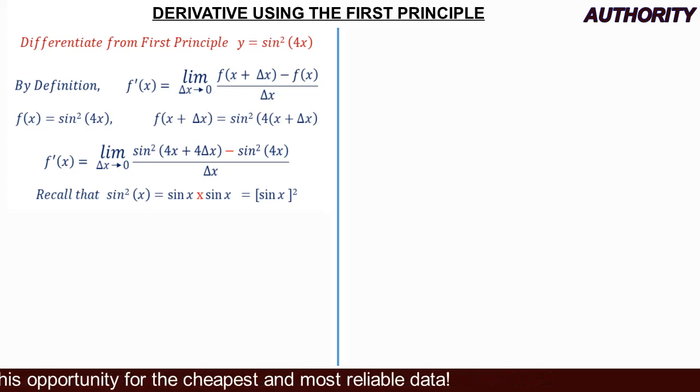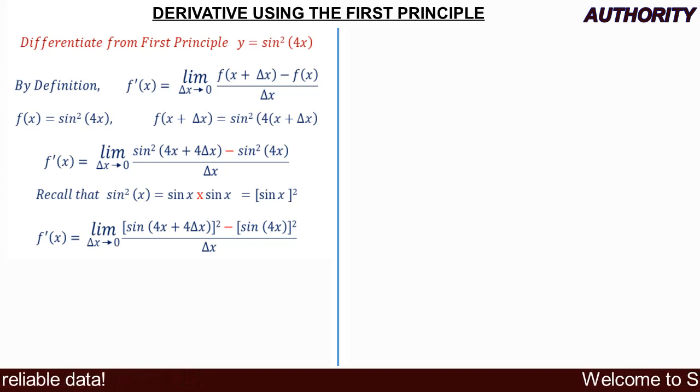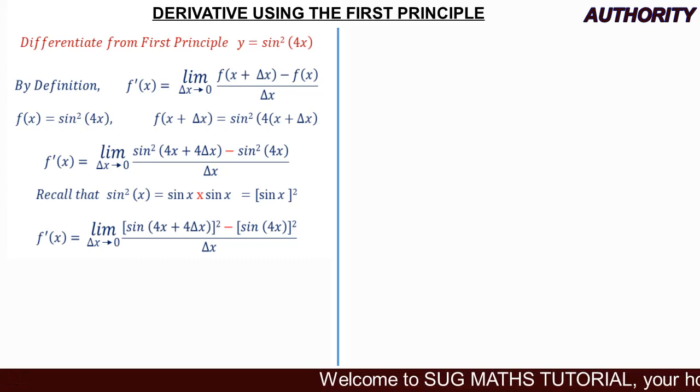So let's do it. We are going to have f prime of x is equal to the limit as change in x approaches 0 of [sin(4x + 4 change in x)]² minus [sin 4x]², all over change in x. Let's call this equation 3.